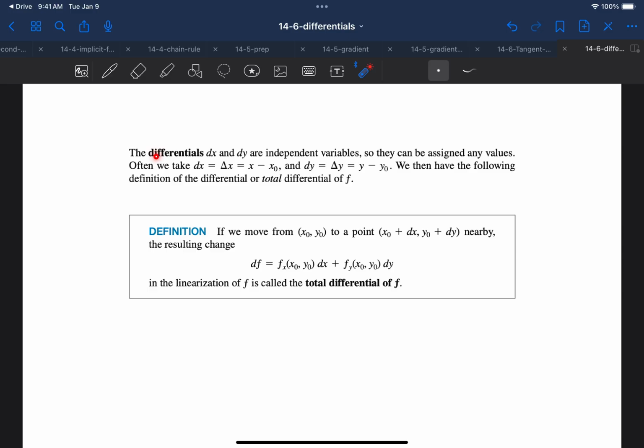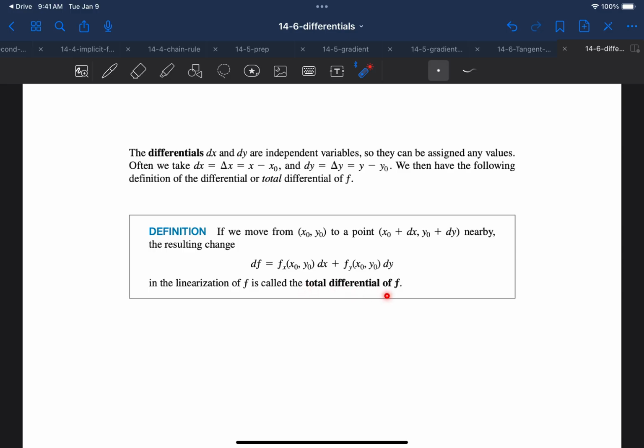So the differential of x is dx, the differential of y is dy, and the differential of f, or total differential of f, is df. Then the relation is df equals the rate of change in x times the amount of change in x. So this is the total change in the x direction, and this is the total change in the y direction.